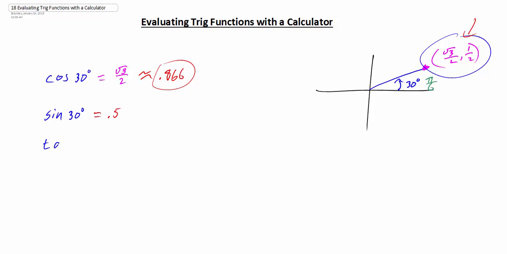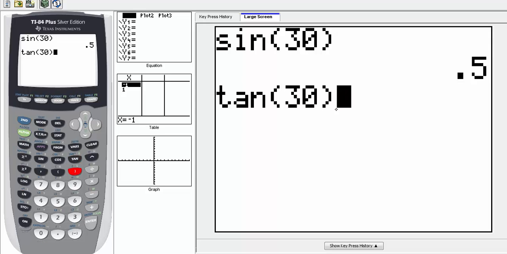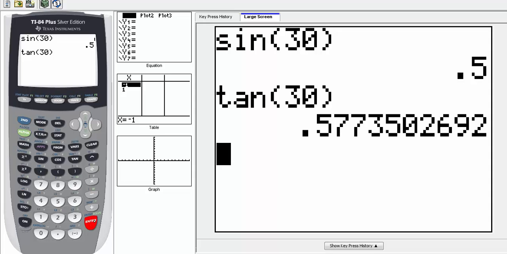So then if we want to take the tangent of our 30-degree angle, and I'm not going to go through the exact answer here, but again that would be your y coordinate divided by the x coordinate. And we can go to the tangent on the calculator, type in 30 degrees, and we get an approximation of 0.577.